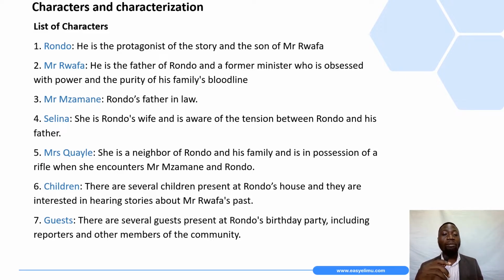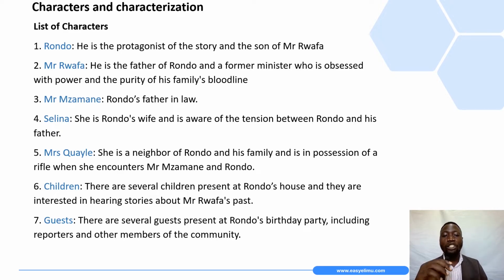We also have Mr. Mzamani, who, dear students, is Rondo's father-in-law. He is a fatherly figure in the story who intervenes to help a woman in need and tries to teach the other characters in the story to see people as individuals rather than their enemies. We also have Selina, Mr. Mzamane's daughter and a wife to Rondo. Selina is also aware of the tension between Rondo and his father, and she is supportive throughout.